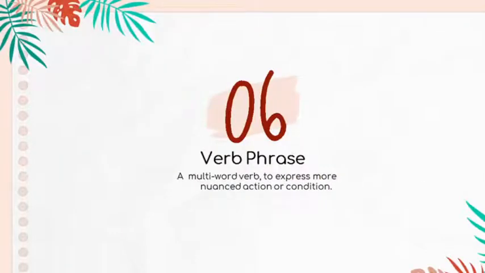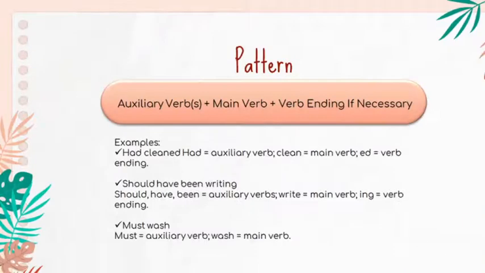Alright, for the next we have verb phrase. Sometimes a sentence can communicate its meaning with a one-word verb. Other times, however, a sentence will use a verb phrase, a multi-word verb, to express more than one action or condition. A verb phrase can have up to four parts. This is the pattern of verb phrase. As we can see, the pattern consists of auxiliary verbs plus main verb, plus verb ending if necessary.